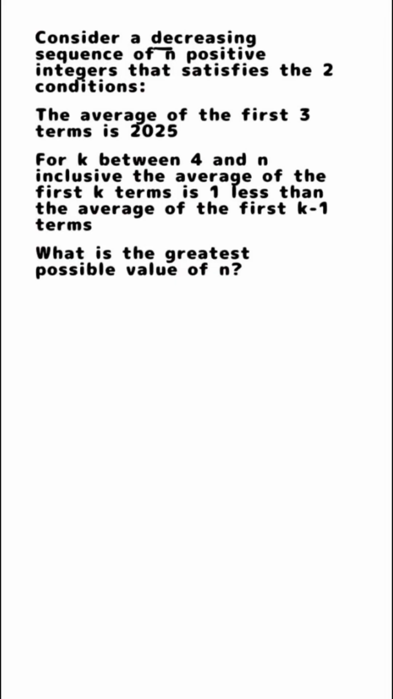Problem 17. Consider a decreasing sequence of n positive integers that satisfies the 2 conditions. Average of the first 3 terms is 2025. For k between 4 and n inclusive, the average of the first k terms is 1 less than the average of the first k minus 1 terms. What is the greatest possible value of n?